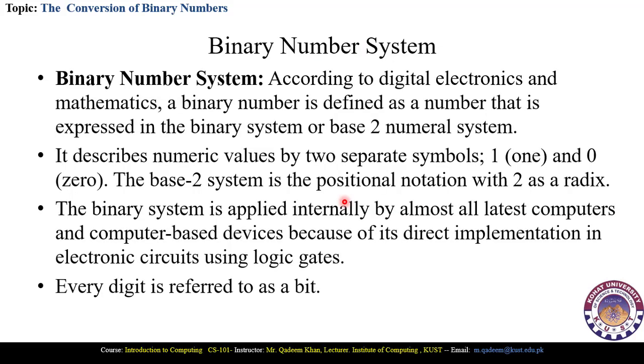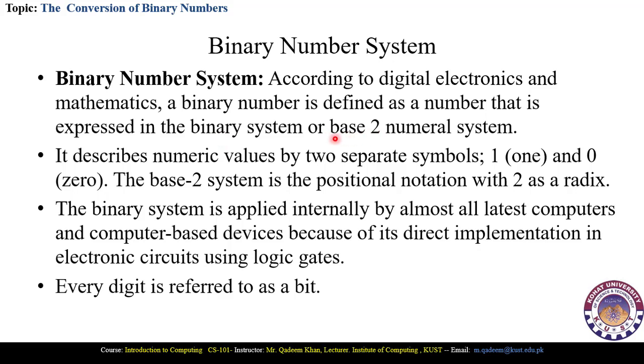Here we will also provide you different examples of the conversion of binary to hexadecimal number systems. First of all, what is a binary number system? As its name indicates, the binary number system is a system which has two important digits, 0 and 1. So it has base 2.